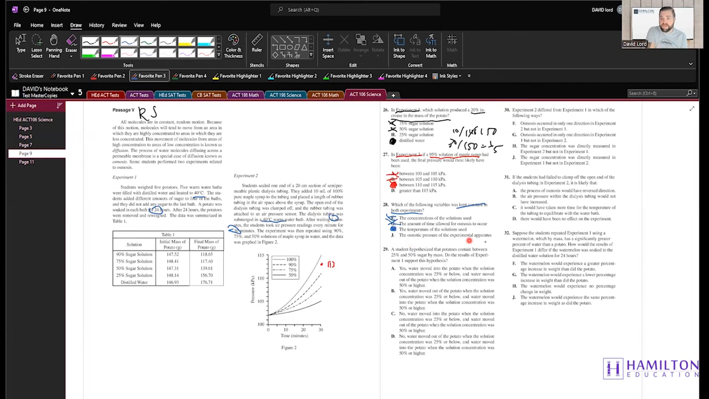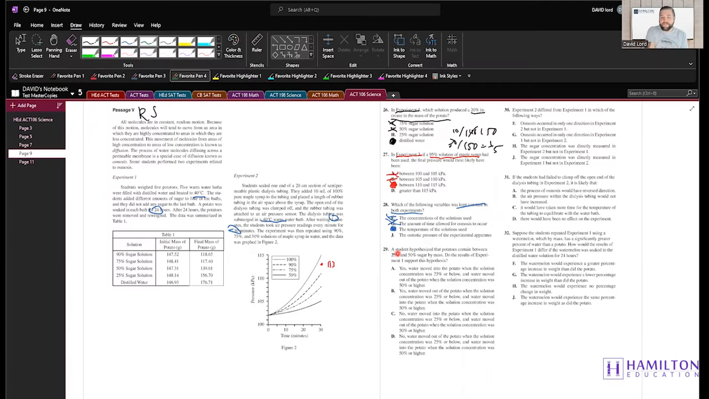The osmotic pressure in the experimental apparatus. All right, so this one, we do talk about pressure here. It does not talk about pressure here, so we don't know if that's held constant or not. But the answer H sounds pretty promising because they are at the same temperature of 40 degrees Celsius.